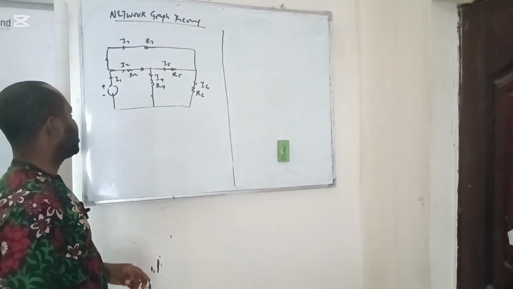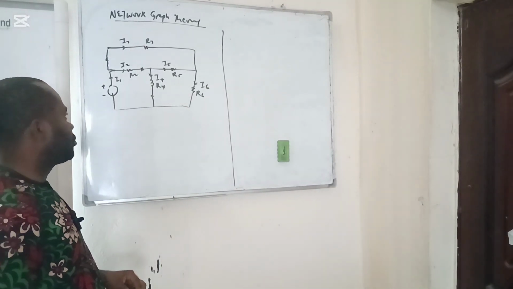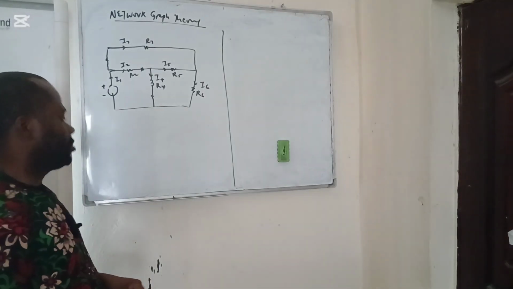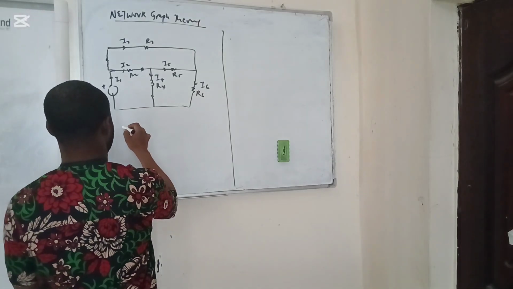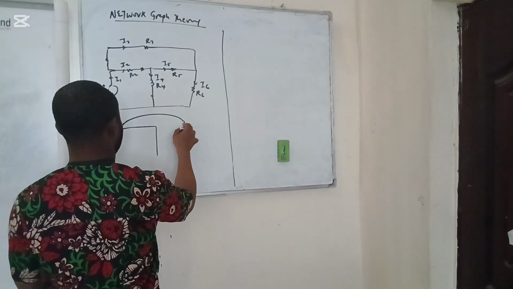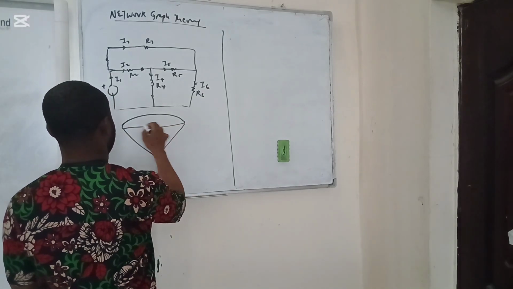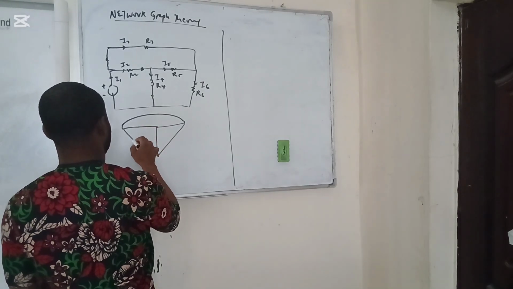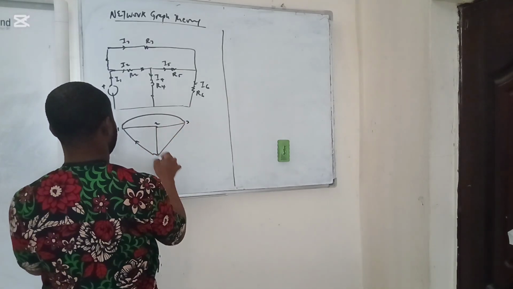Still on this circuit, you have to watch the previous video to understand at this point. Still on this circuit we decided that we can represent this as the graph of this circuit, where we have 1, 2, 3, 4 nodes.